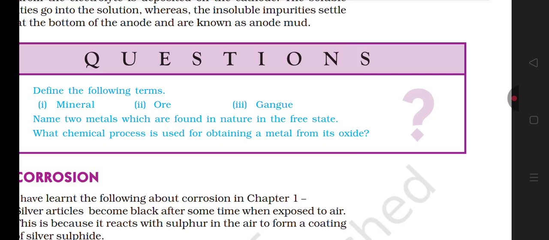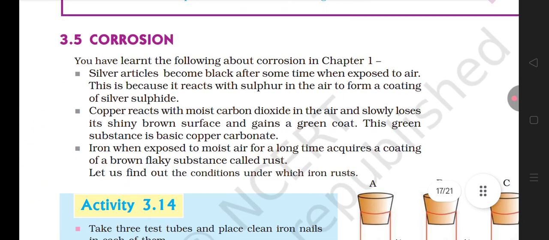Okay, now corrosion. Let's read about corrosion. You must have read the following about corrosion in chapter 1. Silver articles become black after some time when exposed to air. This is because it reacts with sulfur in the air to form a coating of silver sulfide, that is Ag2S, which is black in color. Copper reacts with moist carbon dioxide in the air, slowly loses its shiny brown surface and gains a green coat. This green substance is basic copper carbonate.